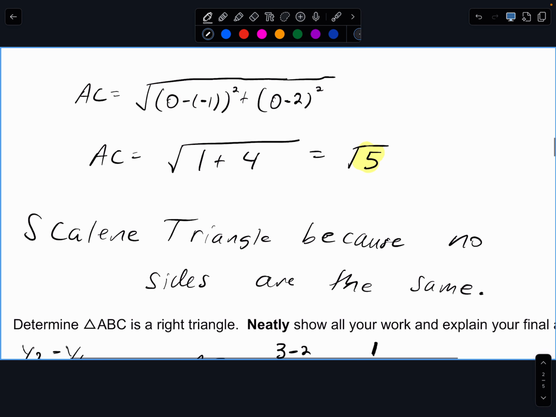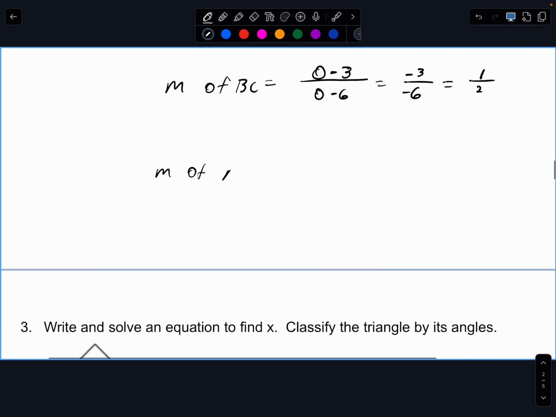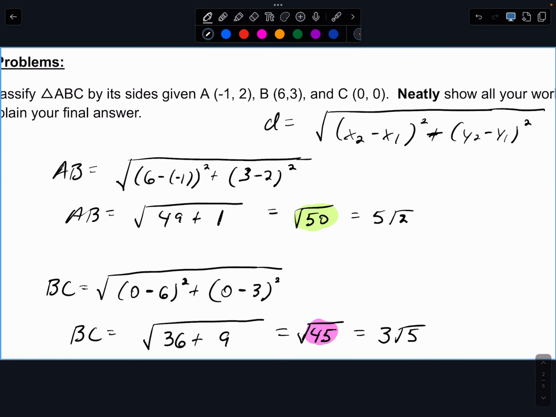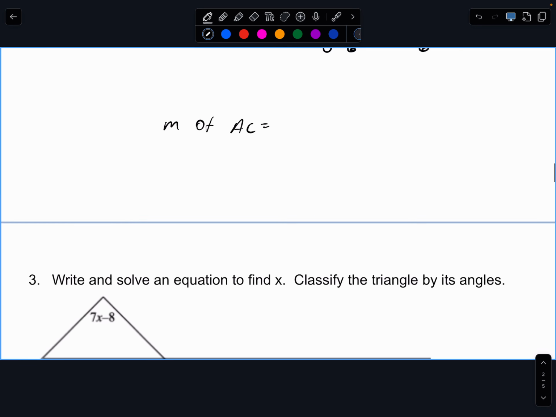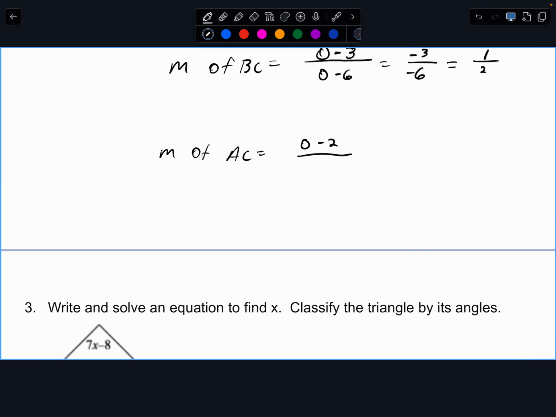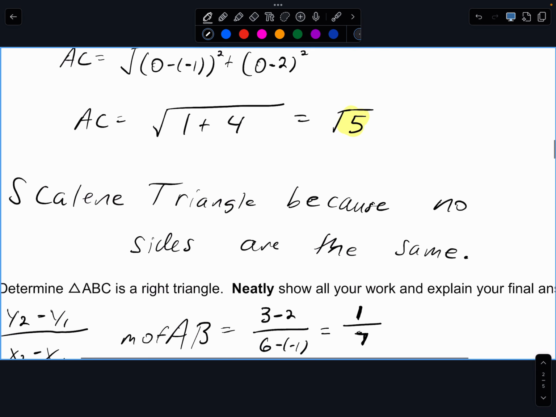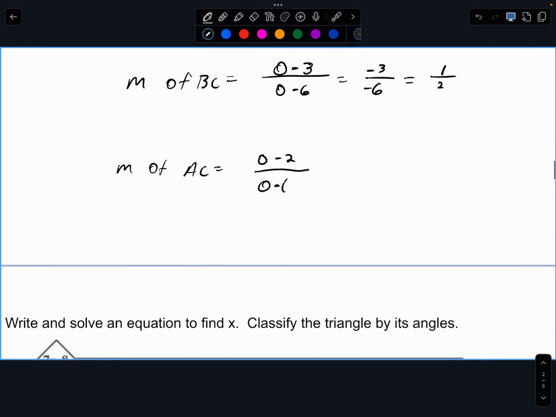The last one was AC. Change in my y's for AC. 0 minus 2. Change in my x's for AC. 0 minus negative 1, which is addition, yes. So that's negative 2 over 0 plus 1, which is 1, which is negative 2.